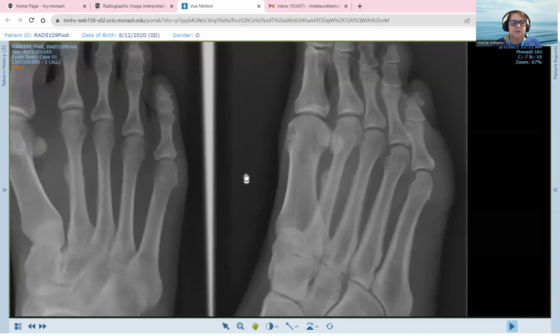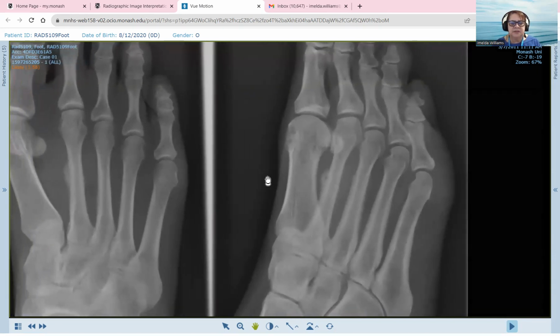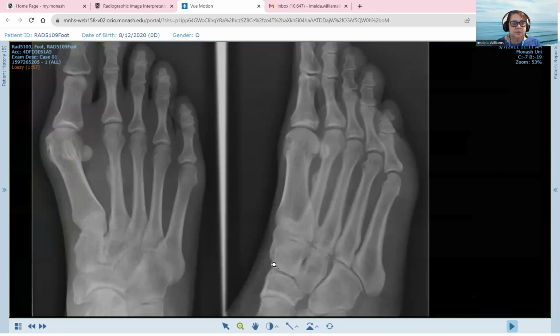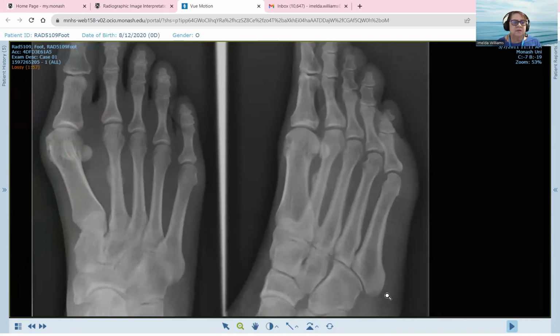So if we look at the clinical indications, it indicates that this is a patient who was referred with foot pain and no evidence of any injury has been given. So in all probability, this will be a stress fracture. There is, however, an incidental finding. If we look at the angle of the big toe, we can see that there is a hallux valgus as well.